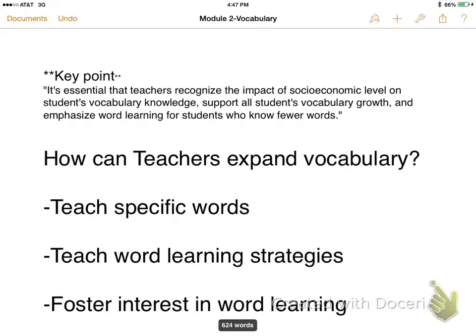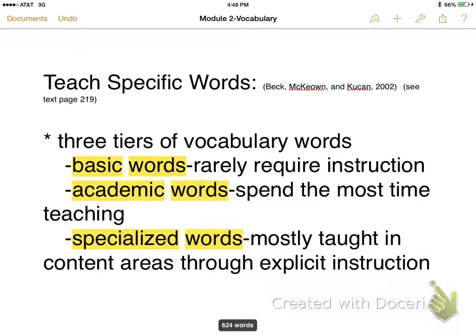So how can I do that as a teacher? How can I as a teacher expand vocabulary? I can teach specific words, I can teach word learning strategies, and I can foster interest in word learning. We're going to talk about all of these. We're going to start out with what a teacher can do to expand vocabulary, and we're going to start out with teaching specific words. Okay.